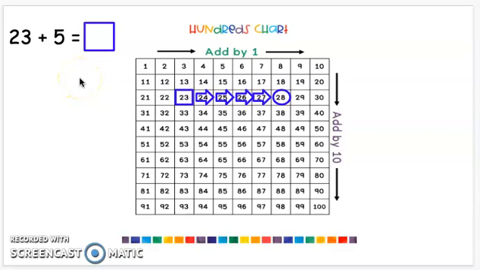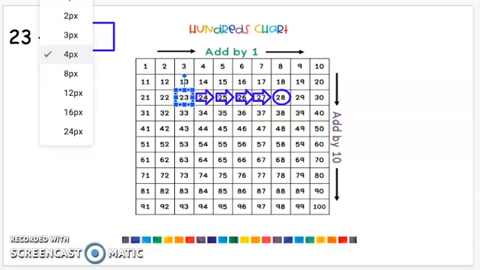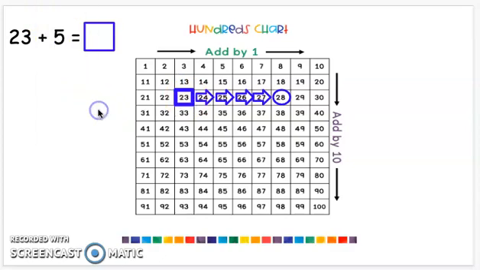And when we solve a problem like this, the first thing we want to do is figure out which number we're going to start at. On this problem, I'm going to start with 23, and I'm going to add the 5 to it. So I first want to find 23 on my 100 chart. And if you look right here, I have found the number 23. It's in the blue square on our 100 chart.